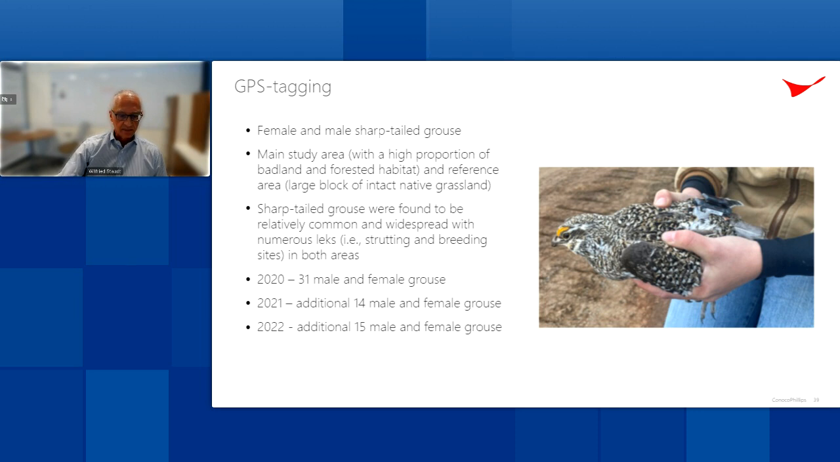So, a little bit about the methods. The study involved tagging both female and male sharp-tailed grouse. We collected data for 2 areas, a main study area and a reference area. Importantly, sharp-tailed grouse were found to be relatively common and widespread in both areas. We engaged 60 grouse volunteers, so to speak: 31 in 2020, an additional 14 in 2021, and yet an additional 15 in 2022.